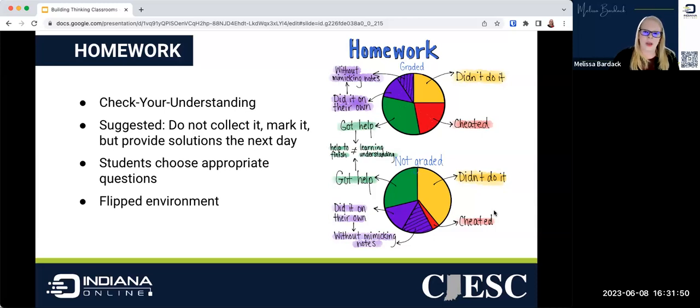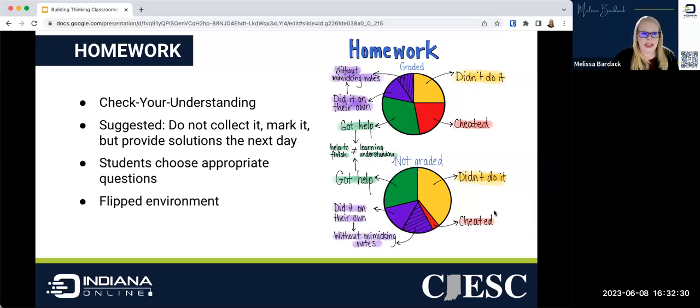On an ungraded homework, something that had a lower kind of, I'm not going to say buy-in, we'll talk about buy-in in a moment, but they knew that there wasn't as much pressure on the homework. We still had a really big chunk of students that didn't do it. We still had a really big chunk of students that got some help. Not as many cheated. They did it on their own and they still did it without mimicking notes, and that increased. But overall, the homework there, we found if you were grading or not grading, was a little bit more of a challenge to get out of it what we were expecting from students.